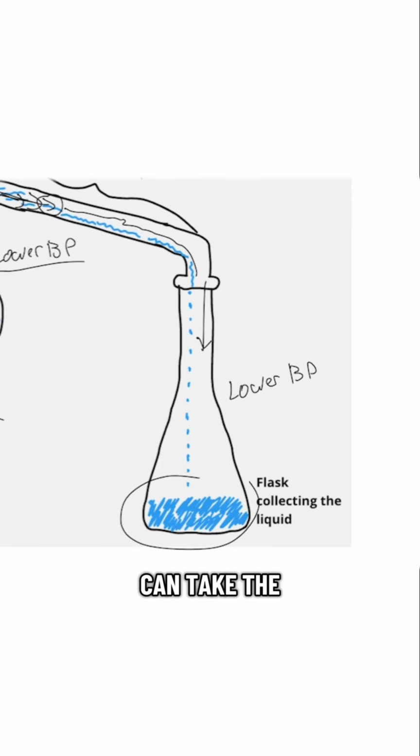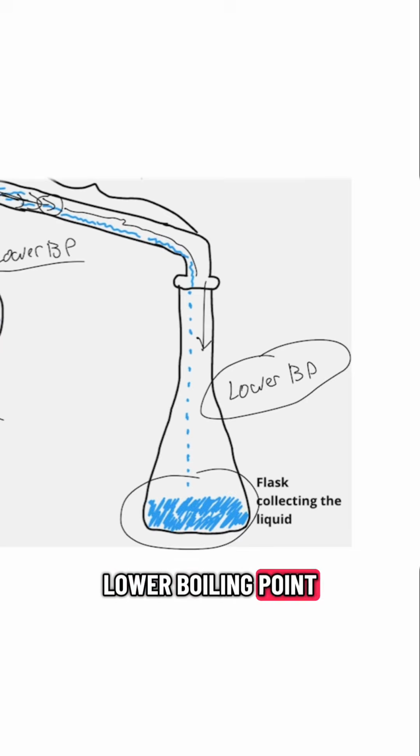And then we can take the new mixture that we've collected, that again has more of the lower boiling point than we started with, and we can distill it again. And every time we do distillation, we're going to increase the percentage of the liquid with the lower boiling point because we are separating it from the liquid with the higher boiling point.